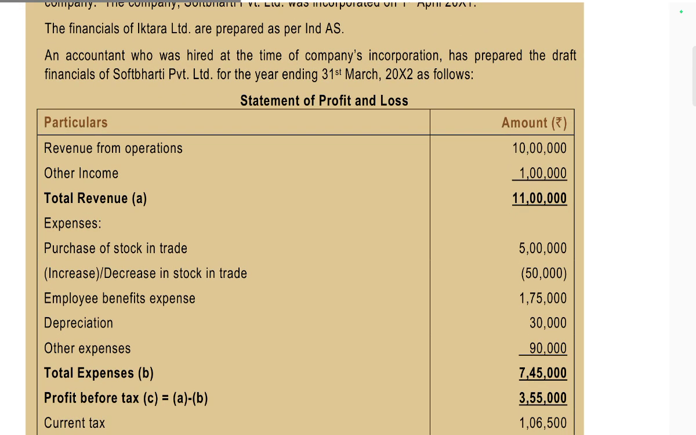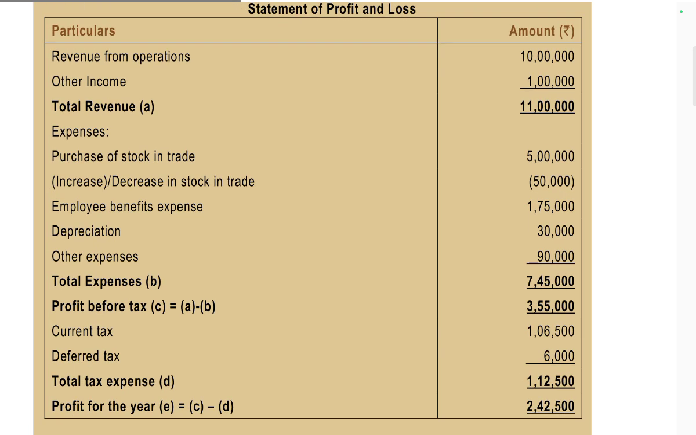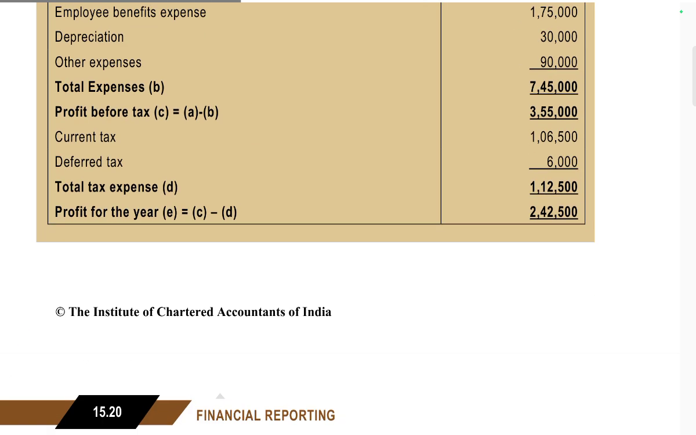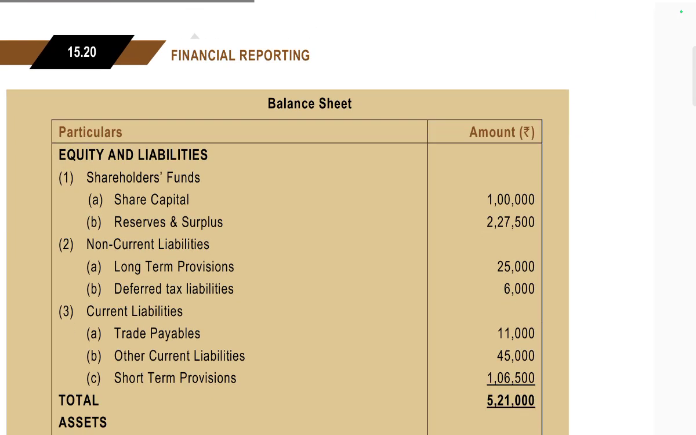prepared the draft financial statements as at the end of 31st March. Revenue from operations 10 lakh, other income 1 lakh, total revenue. Expenses: purchase of stock 5 lakhs, decrease in stock 50,000, increase 70,000, employee benefit expenses 1 lakh 75,000, depreciation 30,000, other expenses 30,000, total expenses, profit before tax, current tax and tax expenses, profit for the year. Balance sheet.